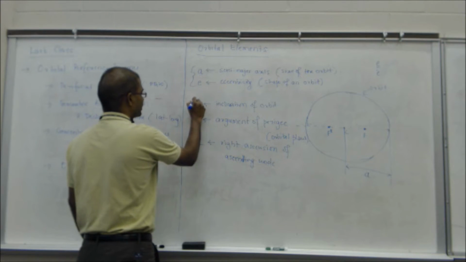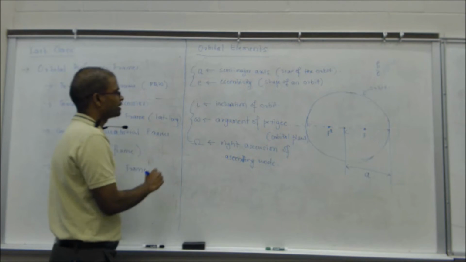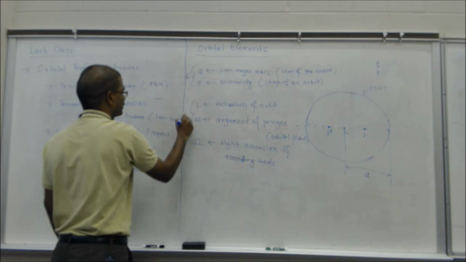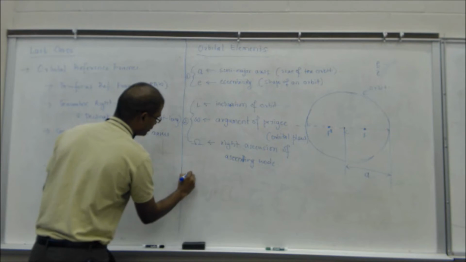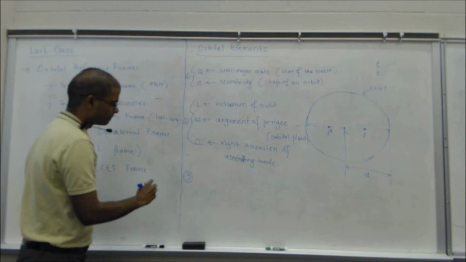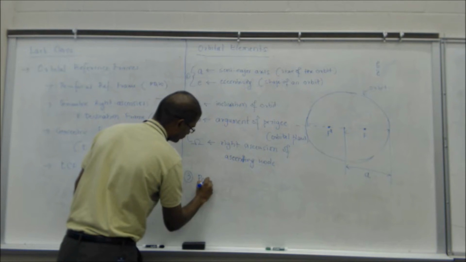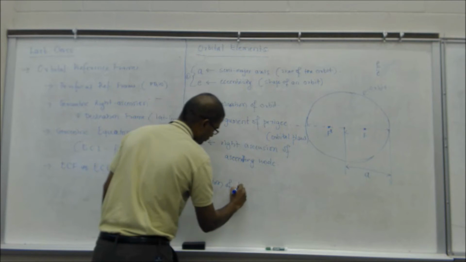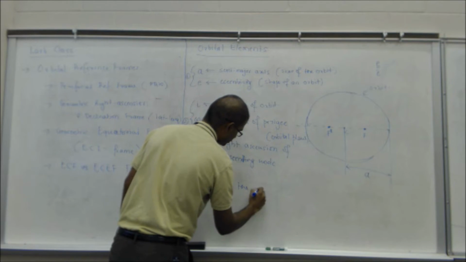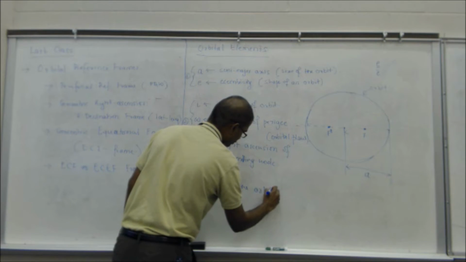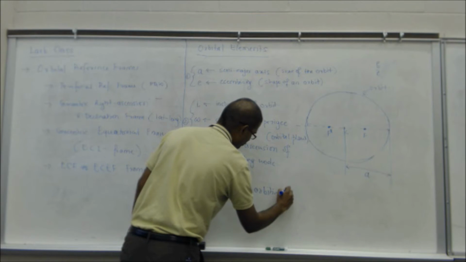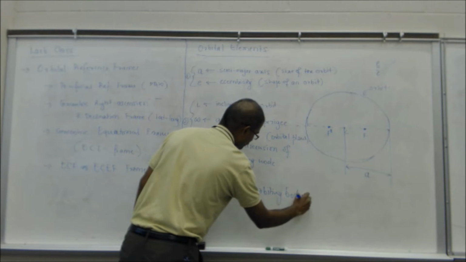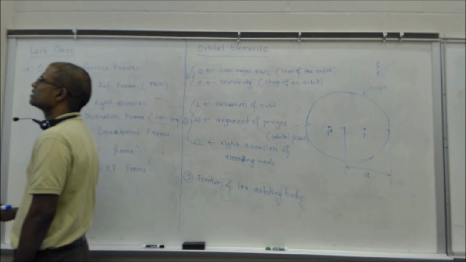So this is the second set. The first set is this. The second set is this. The third one defines the position of the orbiting body.